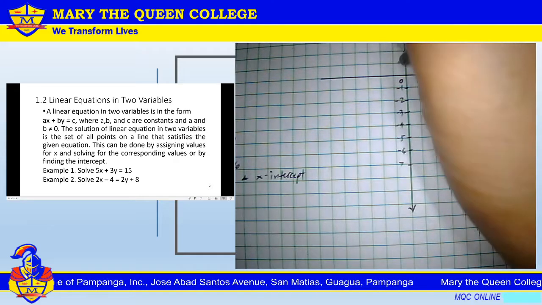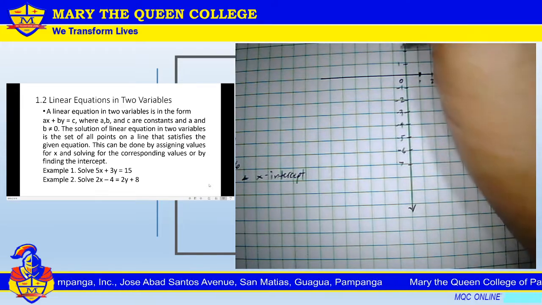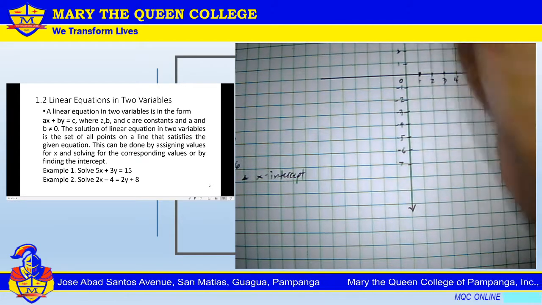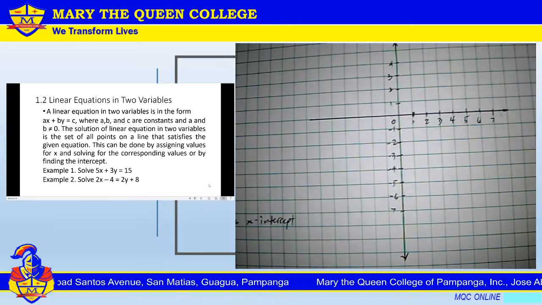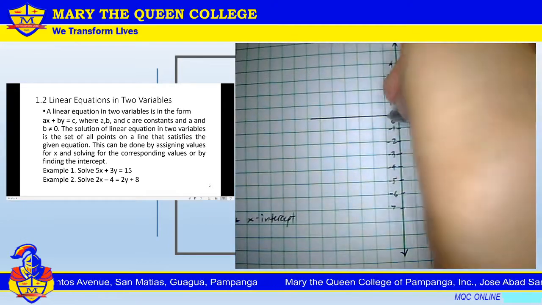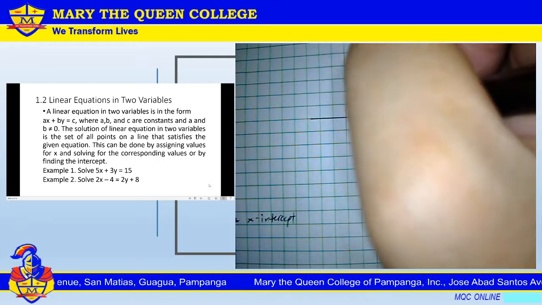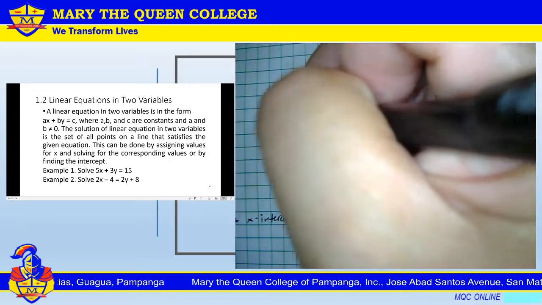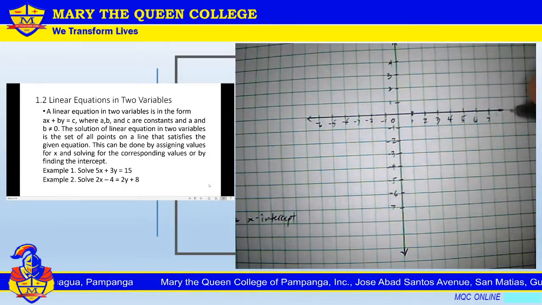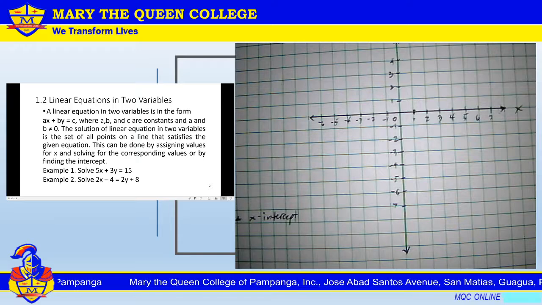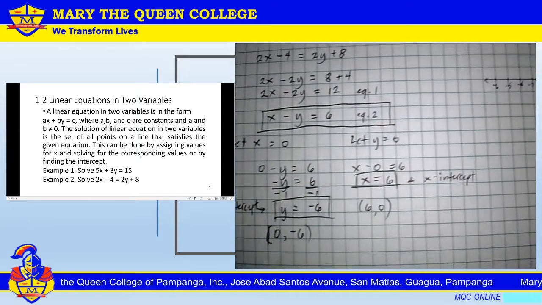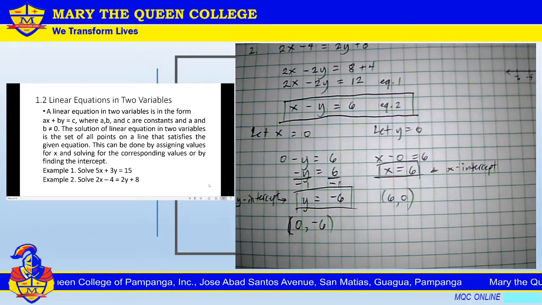Extending the lines, this is 2, this is 3, this is 4. This is our y-axis. Then we have negative 1, negative 2, negative 3, negative 4, negative 5, and negative 6. So this is our x-axis. So this is our Cartesian plane now.